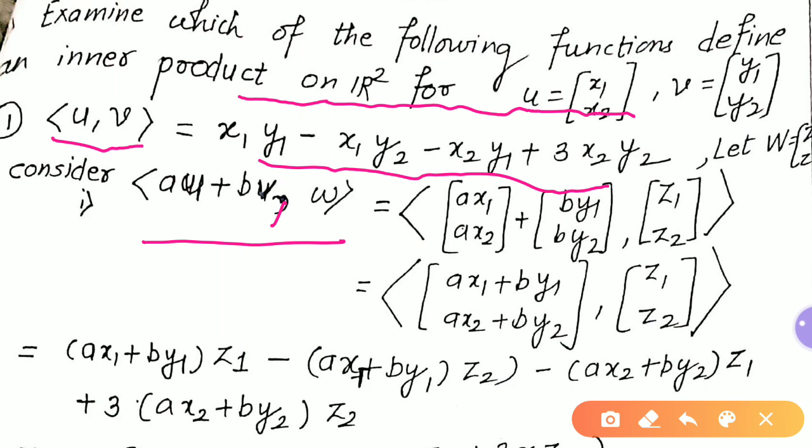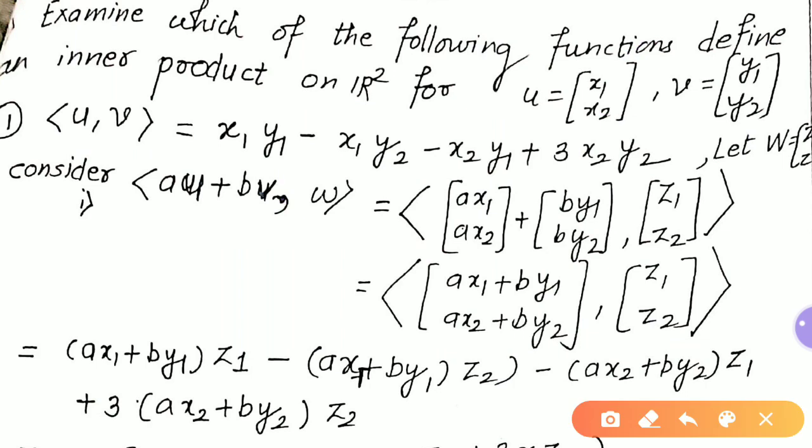Now a times u is this vector, b times v is this vector, their addition, inner product with (z1, z2). After doing the addition of these two vectors, you will get this vector with inner product with this vector. Now let us take the inner product by using this definition. x1 y1 means the first element times the second element. So first element x1 y1, that is the first element of this vector and the first element of this vector.